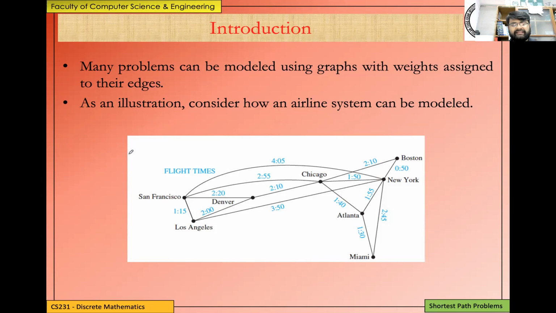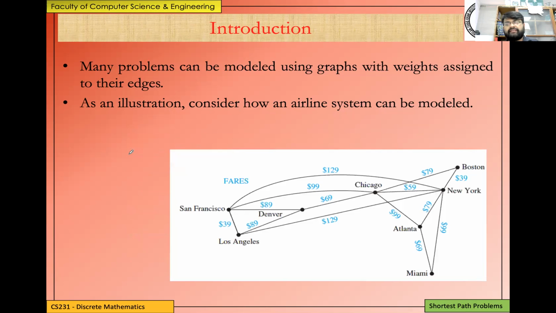One way of looking at this graph is through the mileage. Another way is the flight time, the time it takes to travel from one point to another. For example, from San Francisco it will take 4 hours and 5 minutes to reach New York directly. On the other hand, if you go through Chicago and then to New York, it will take 2 hours and 55 minutes on this side and 1 hour and 50 minutes from Chicago to New York. So now we have changed the weights, but effectively the graph remains similar. The vertices are the same; it's just that the weights have changed, from mileage to flight times.